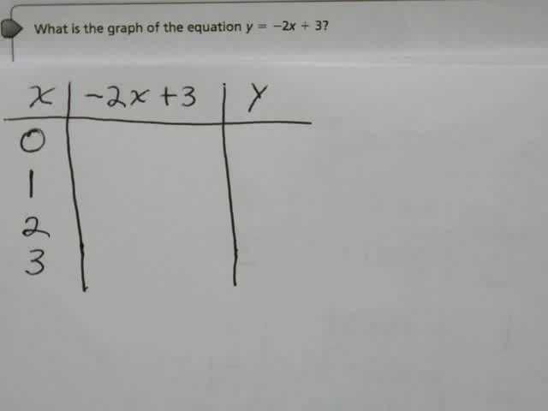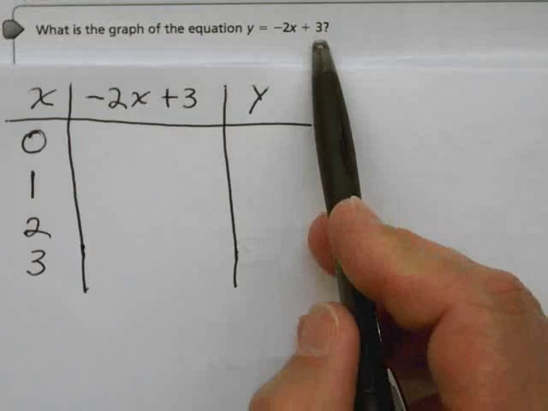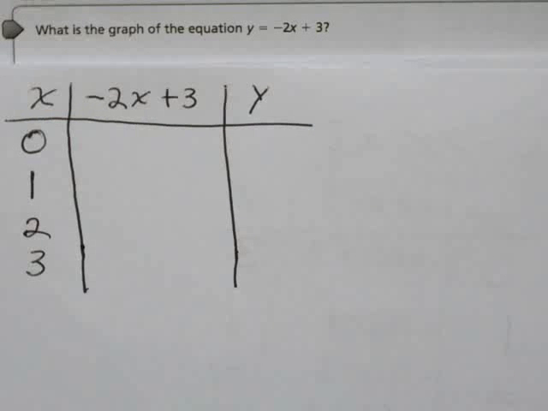In this video, we're going to be drawing a graph from a given equation. And the question is, what is the graph of the equation y equals negative 2x plus 3? There's a couple of ways one could go about solving this, and I'm going to show you two ways. So obviously this equation is in the format of y equals mx plus b. So I already know that the y-intercept is 3, and that's going to be very useful for me.